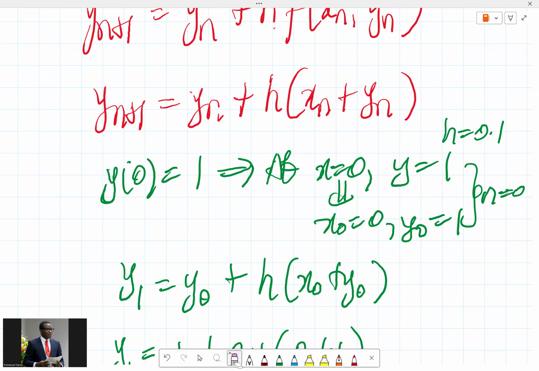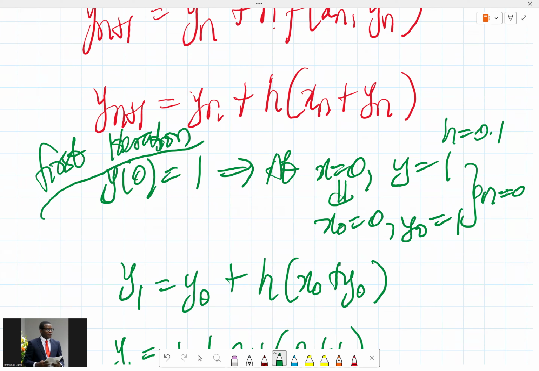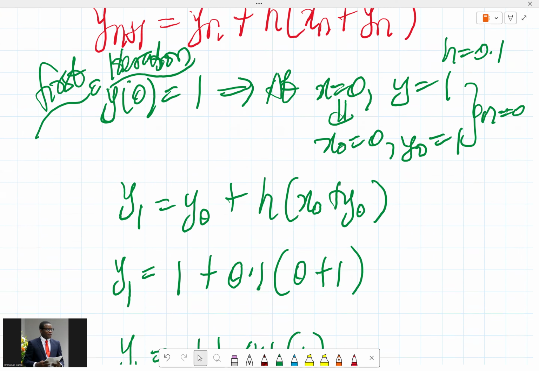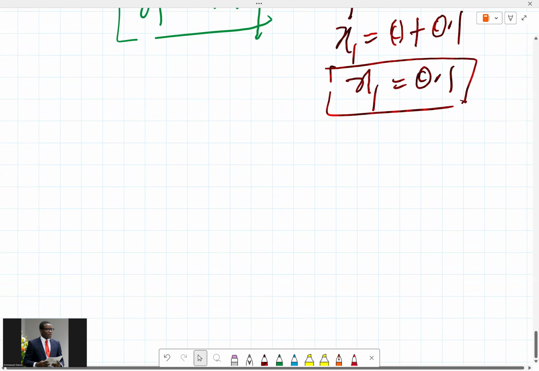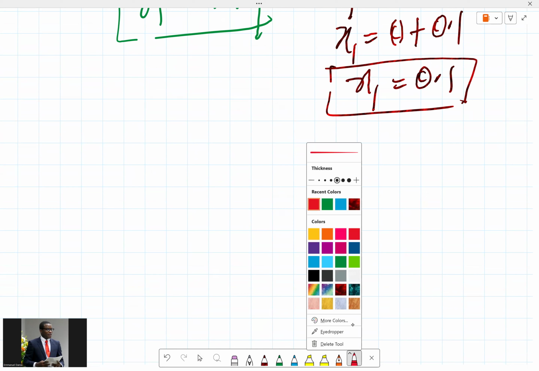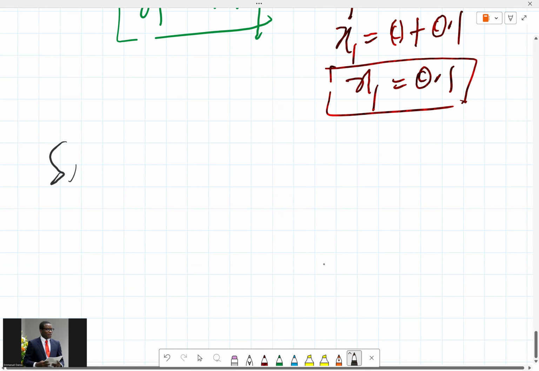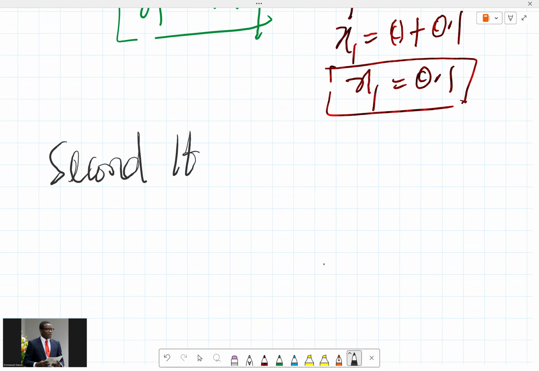So let's say first iteration. Okay, first iteration. Let me do the fancy stuff. Yeah, first iteration. Okay, so let's go for the second iteration. I need something a bit darker. Say this. So second, oh, is that blue or black? Yeah, that's fine. Second iteration.